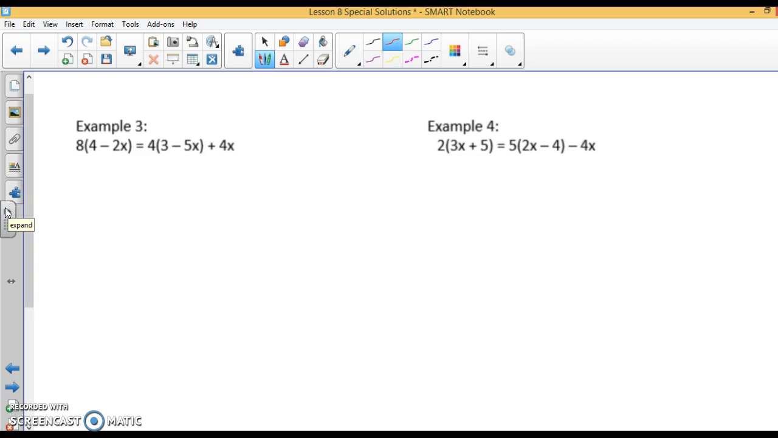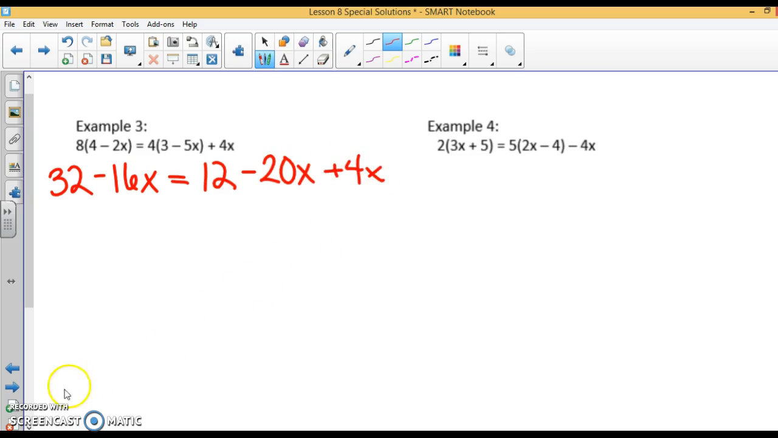Now, we look at example 3. I have 8 times the quantity 4 minus 2x equals 4 times the quantity 3 minus 5x plus 4x. I want to distribute first on both of my sides. I have 8 times 4, which gives me 32. Then I have 8 times negative 2x, which gives me negative 16x, equals, on the other side, I have 4 times 3, which gives me 12, and 4 times negative 5x, which gives me negative 20x, plus 4x.